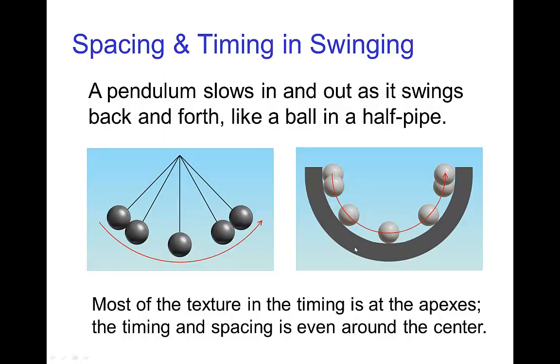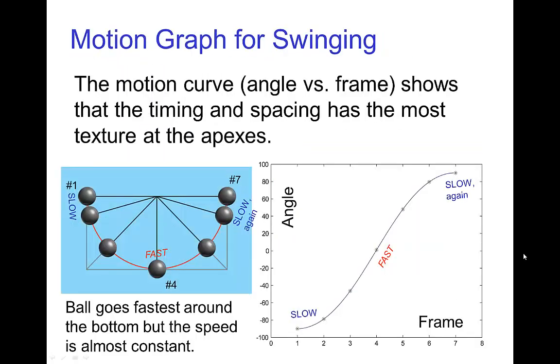So you notice that there's a lot of texture in the timing near the apexes, where you're falling and slowing out, or rising and slowing in, but in the center the timing and spacing is pretty constant and uniform. We see this in the motion curve and in the motion graph.